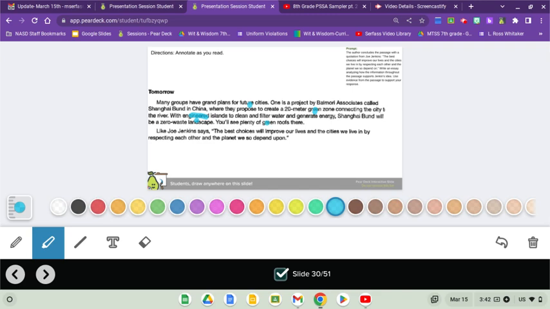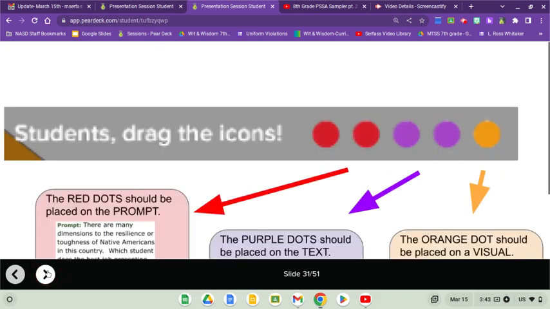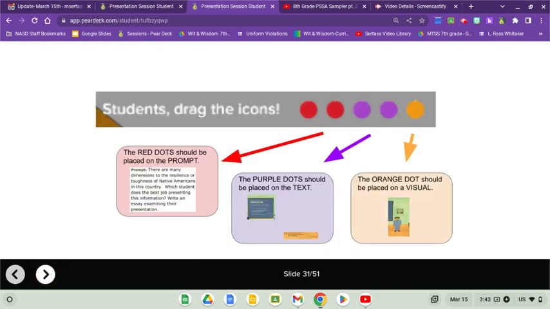Like Joe Jenkins says, the best choice will improve our lives and the city we live in by respecting each other and the planet we so depend upon. Good job, everybody. All right. So now that we're at slide 30, we got to break down just this last little part because it's so key to the TDA prompt.